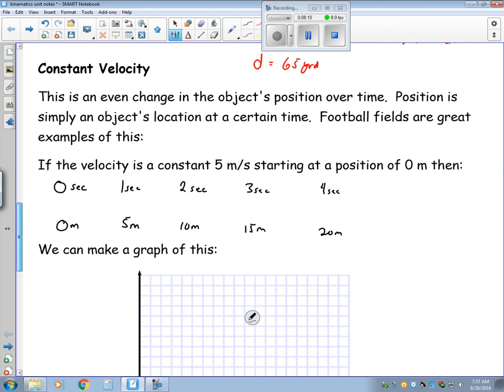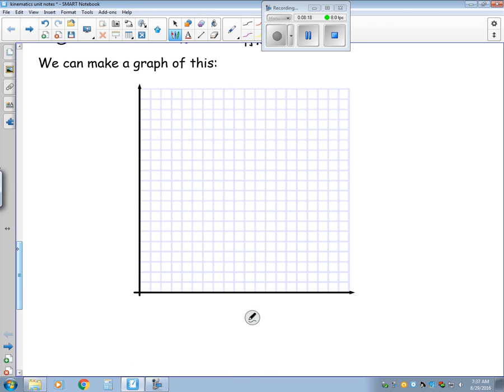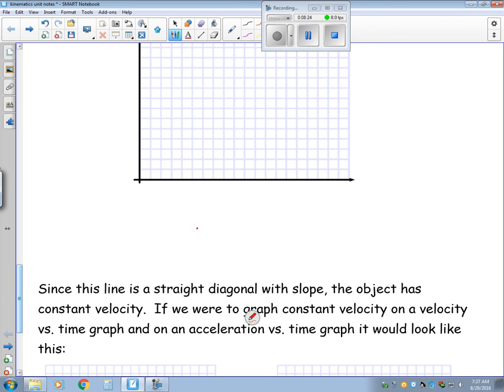And I stopped at 20 because I want to make a graph of this, and I've got a 20 by 20 grid graph here. Whenever you look at motion graphs, the x-axis is always for time. Okay, so I got 20 lines, 4 seconds, so 20 divided by 4 is 5. So for every 5, 1, 2, 3, 4, 5, that's 1 second. 2, 3, 4, 5, that's 2 seconds. 3 seconds, 1, 2, 3, 4, 5. 4 seconds.